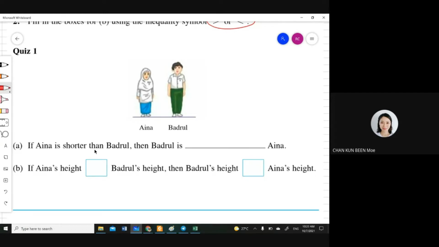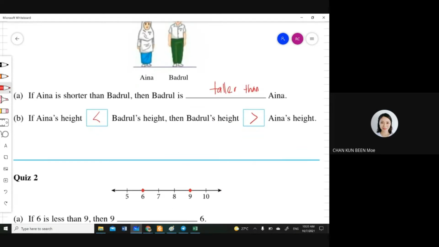Okay, we look at the question here. If Aina is shorter than Badru, if you compare the height, then Badru is what? What should we fill in here? Taller. Very good, he is taller than Aina. Now for the inequality, Aina's height compared with Badru's height is less than, because she is shorter. Then Badru's height is greater than, because he is taller than Aina. Simple, right?